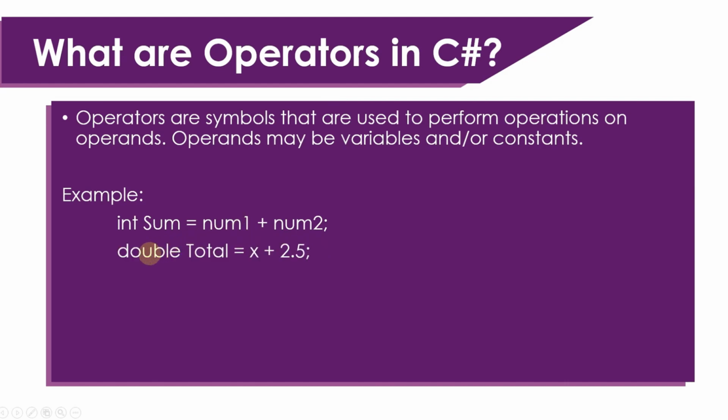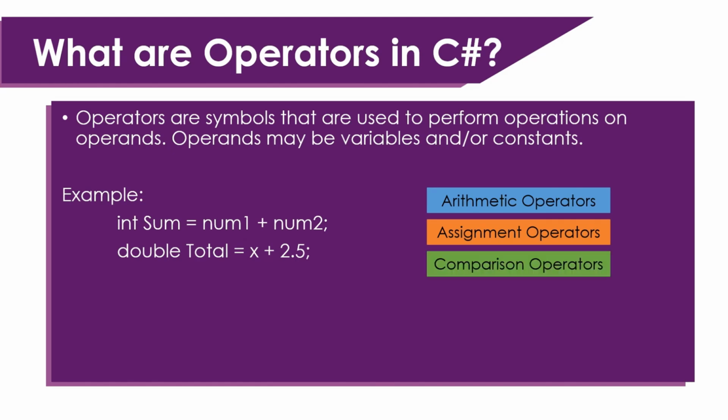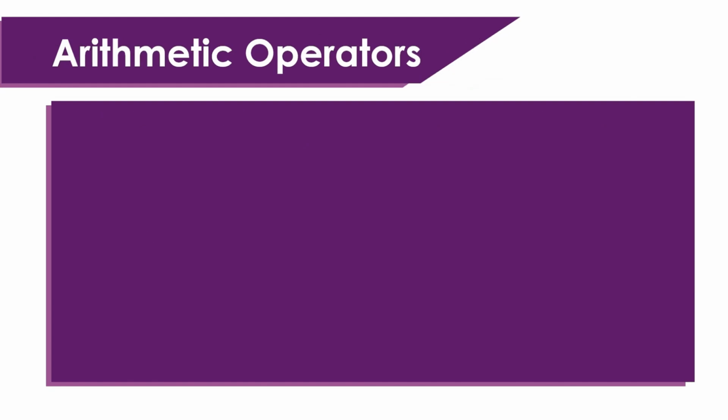So, pwede ding ganito. Meron tayong, let's say, double total. Yung data type ni total is double, equal sign, x plus 2.5. So, let's say, yung x that is your operand, 2.5 is also an operand. Yung equal sign, that is also an operator. So, we have these 4 common operators that are used in C#. First, we have the arithmetic operators. Next, the assignment operators. We also have comparison operators and logical operators. So, dito muna tayo kay arithmetic operator.